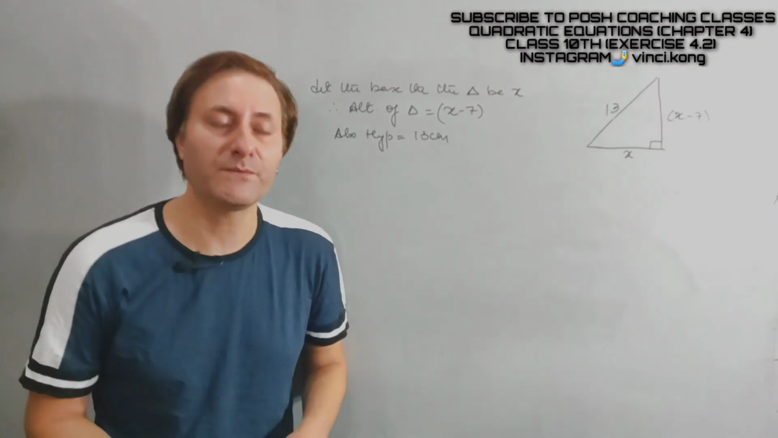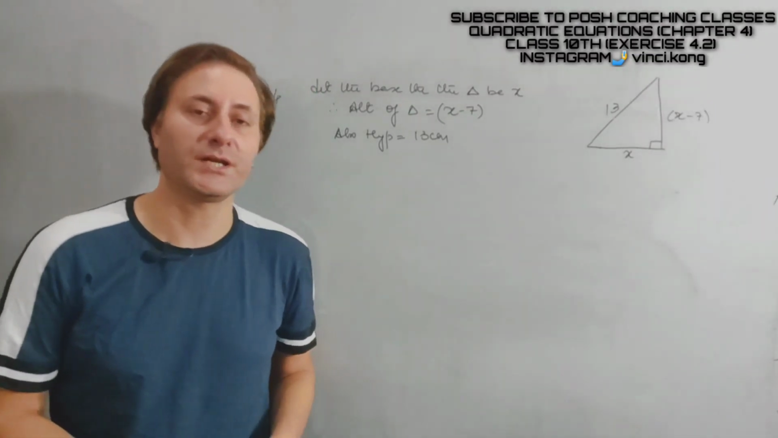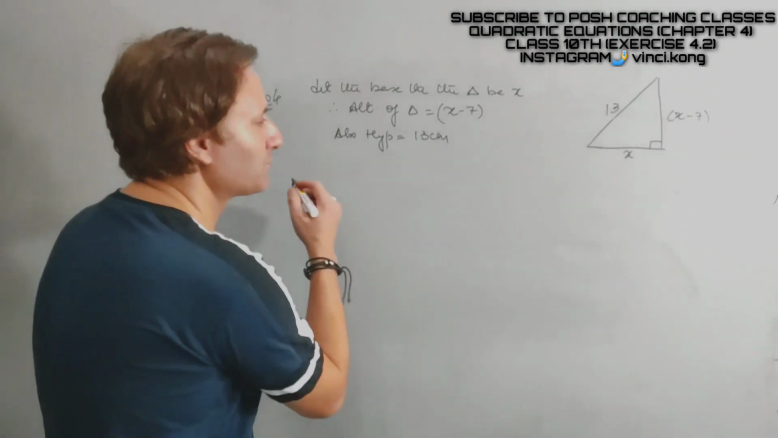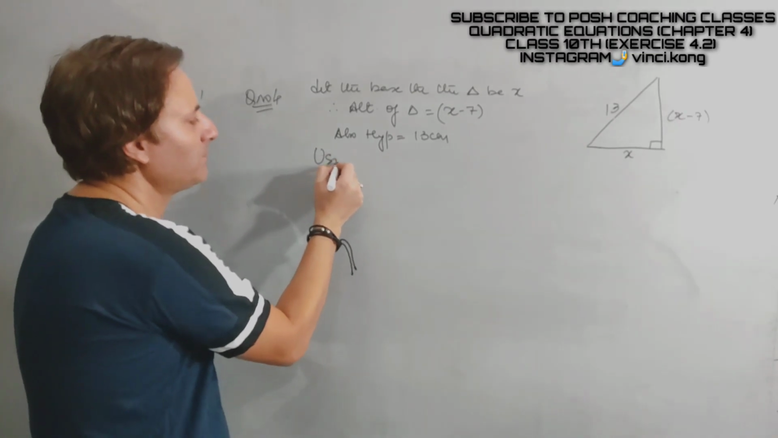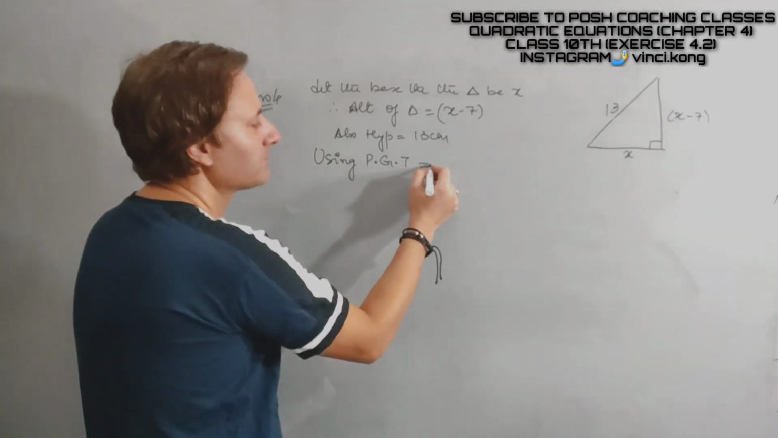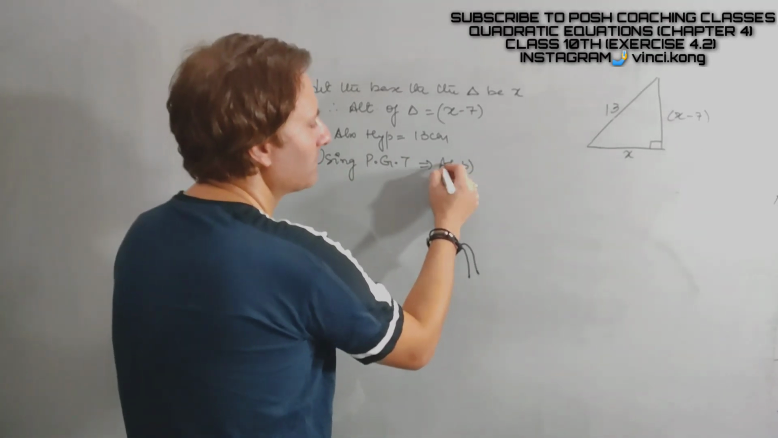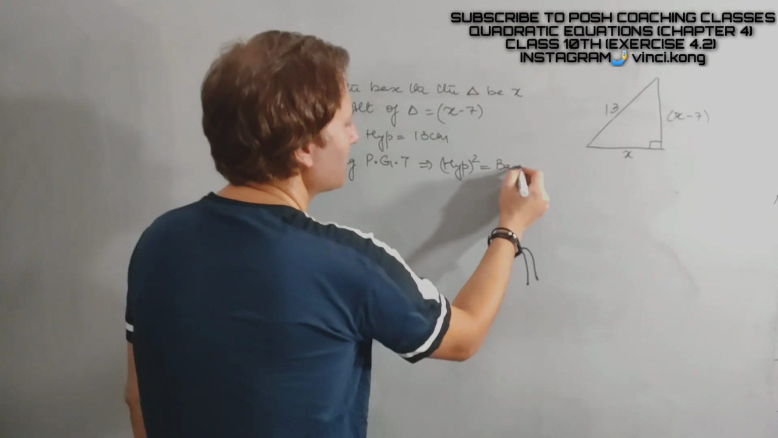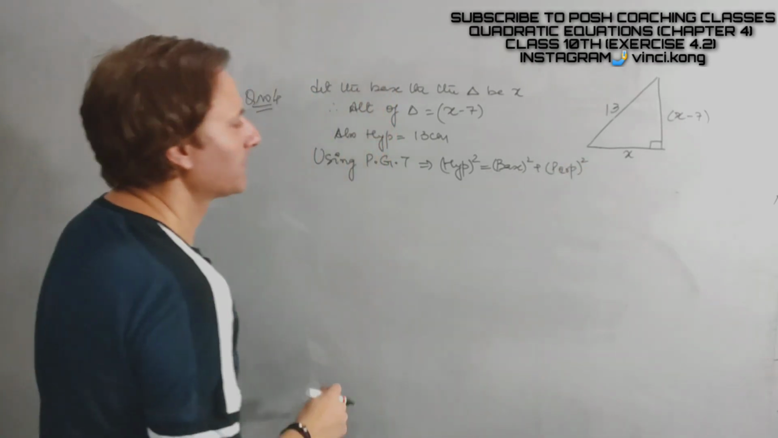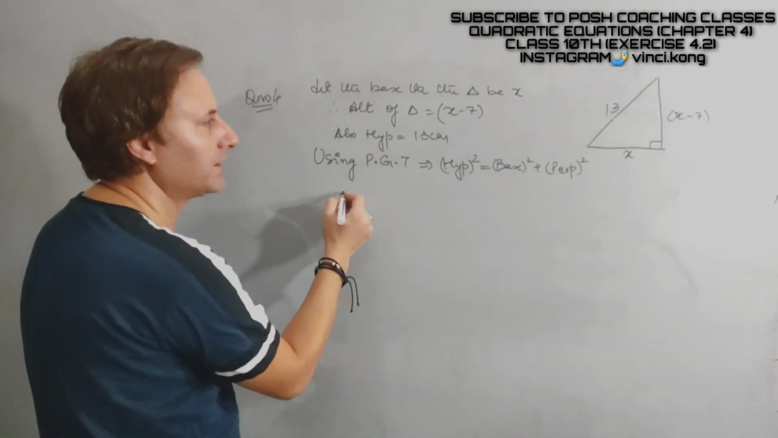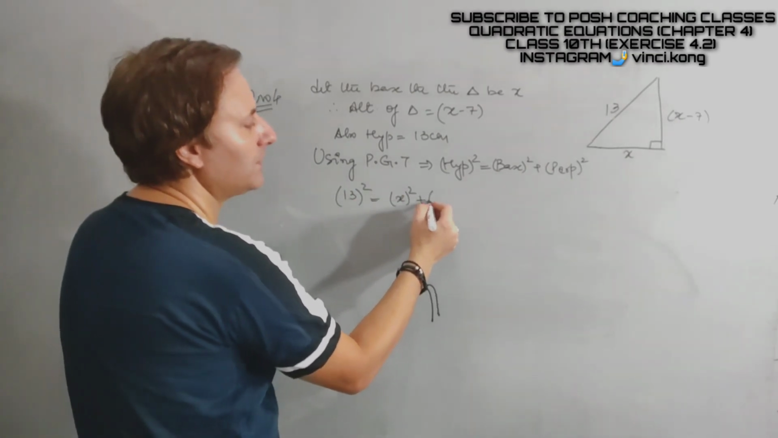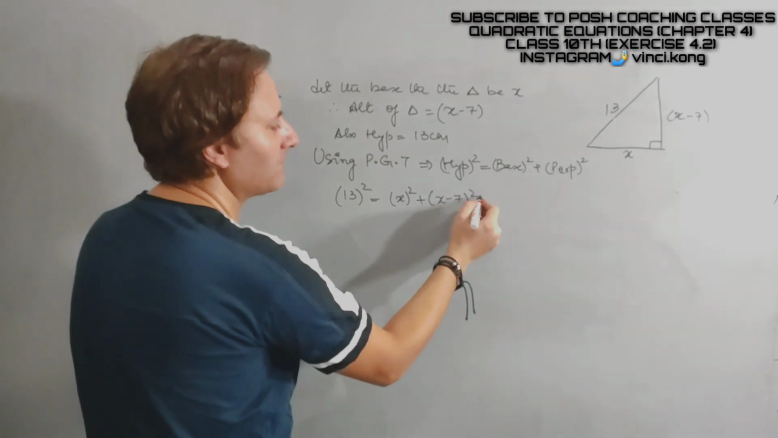You guys must be familiar with hypotenuse square is equal to base square plus perpendicular square. That is Pythagoras Theorem. So that's what we are going to use here. Using Pythagoras Theorem, hypotenuse square is equal to base square plus perpendicular square. The hypotenuse is the longest side of the triangle. It is 13 square. Then we have base, that is x square. Then we have perpendicular, that is x minus 7 square.